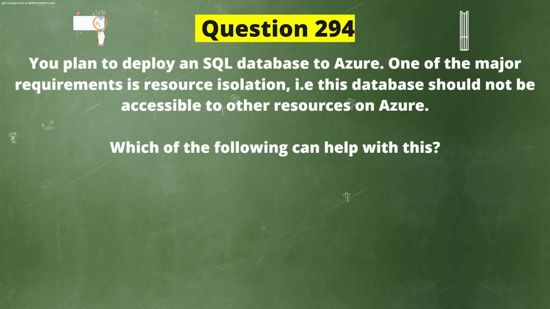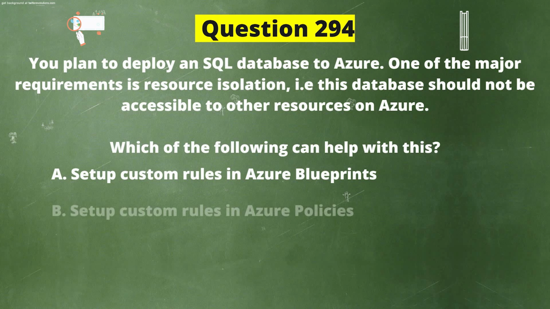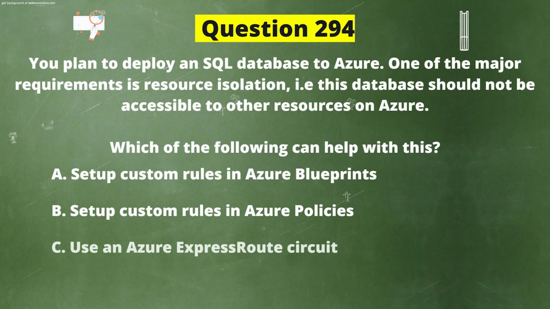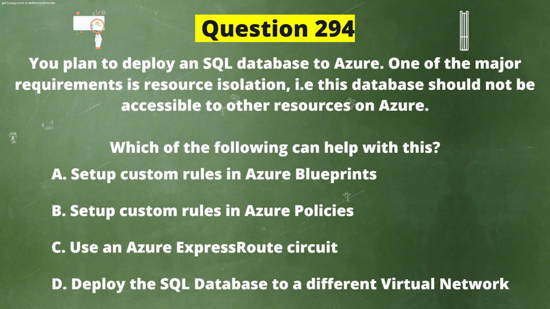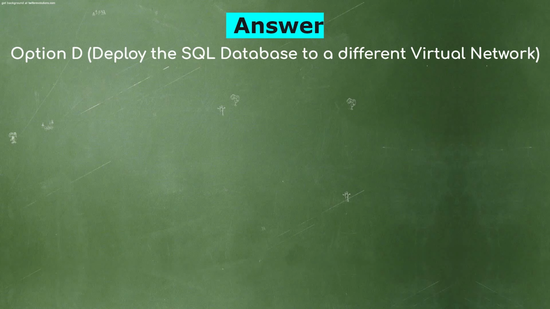And the options are: A. Set up custom rules in Azure Blueprints, B. Set up custom rules in Azure Policies, C. Use an Azure ExpressRoute circuit, D. Deploy the SQL database to a different virtual network. And the correct answer is option D. Deploy the SQL database to a different virtual network.